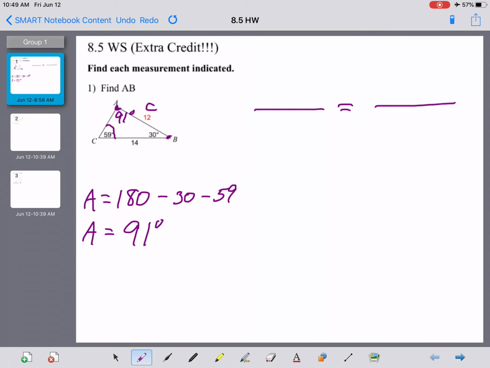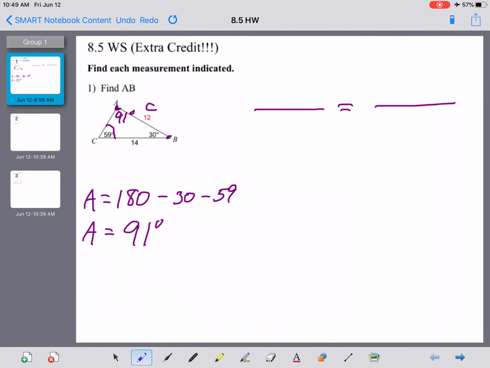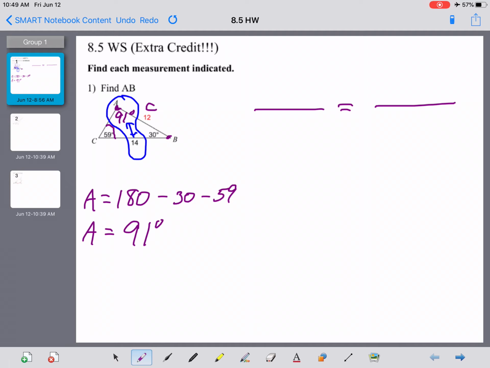The reason I'm making a big deal out of that, everybody, is we said that you've got to try to find your peanut before you do anything else. The peanut is when you have one angle measure and the measure of its opposite side. So we've got the 91 and the 14 right there. That's our peanut, and that is how we are going to begin our law of sines equation. We're going to write the sine of that angle we know, which is 91 degrees, divided by the length of its opposite side, which is 14.